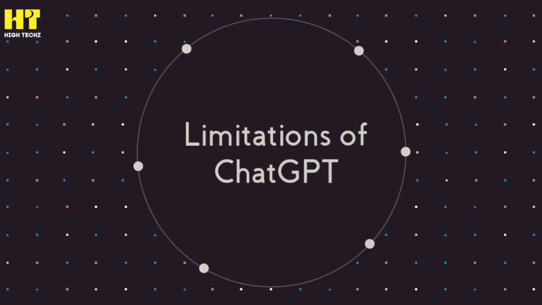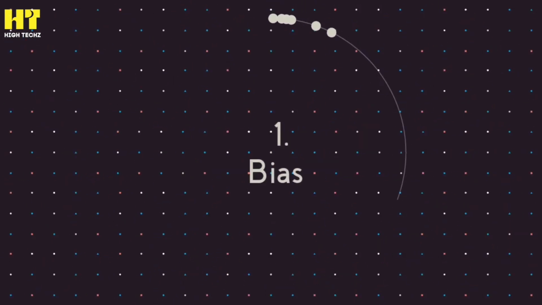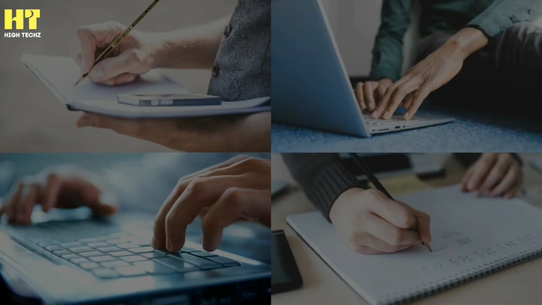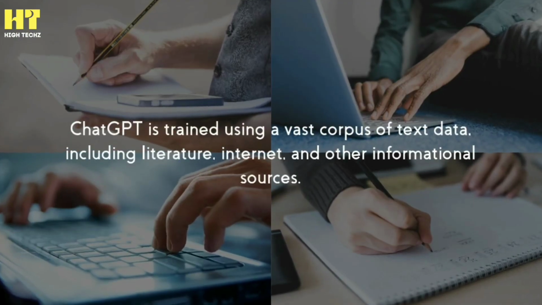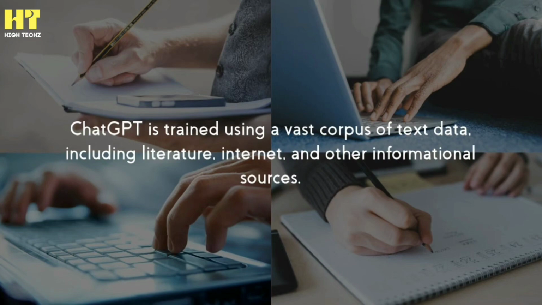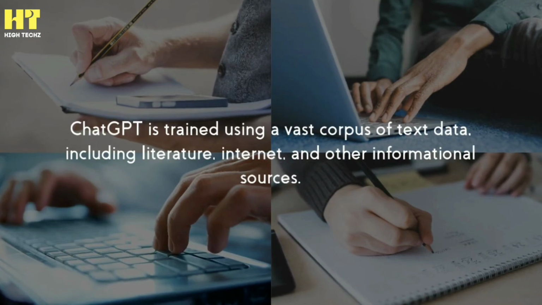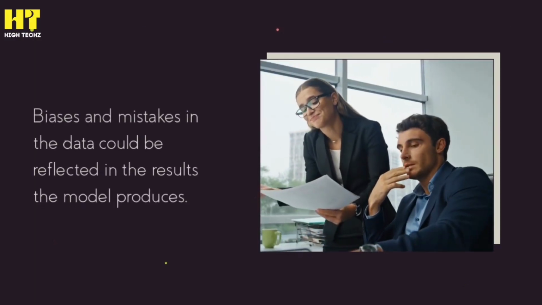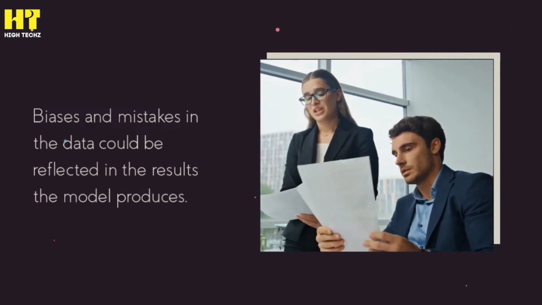Limitations of ChatGPT. 1. Bias. ChatGPT is trained using a vast corpus of text data, including literature, internet, and other informational sources. Biases and mistakes in the data could be reflected in the results the model produces.